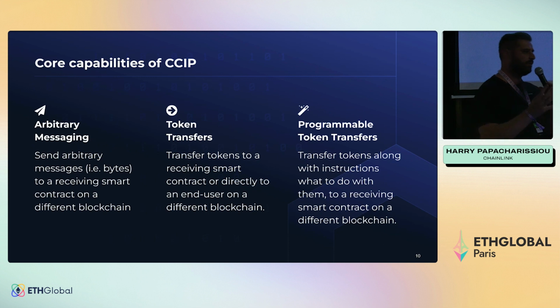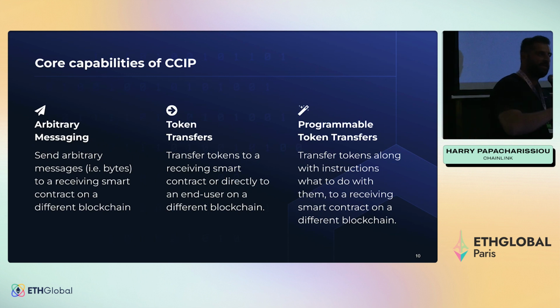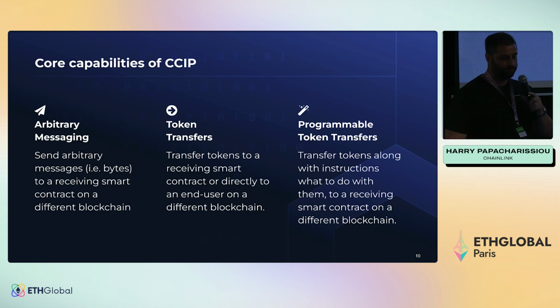You can use it to send tokens. You can send tokens from a wallet on chain A to wallet on chain B, wallet on chain A to smart contract on chain B, or smart contract on chain A to wallet on chain B. And you can do what are called programmable token transfers, which is basically combining a message and a token in one.